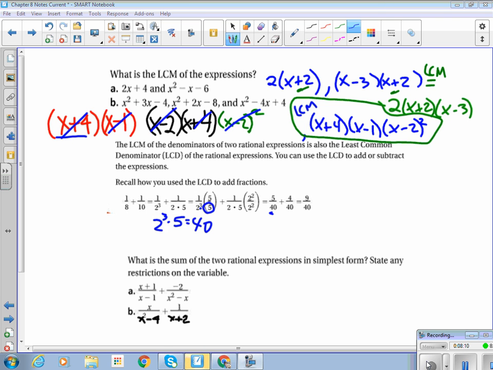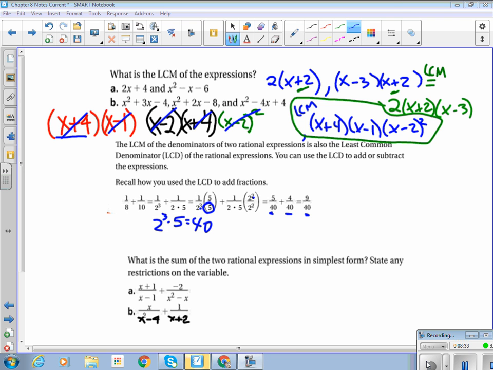And this one needs a 2 squared because it's already got a 2. It just needs 2 more. So we go, that is 2 to the 4th, which is 4 over 40. So now that we have a common denominator, you can add the tops together, and the denominator stays the same. So 5 plus 4 is 9, and the result is 9 over 40.